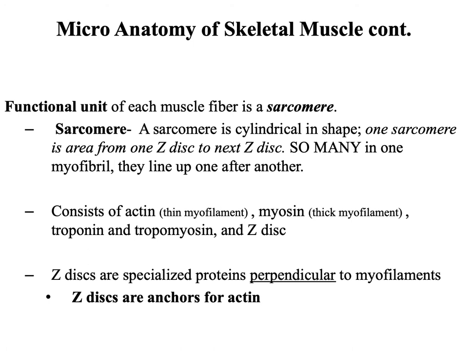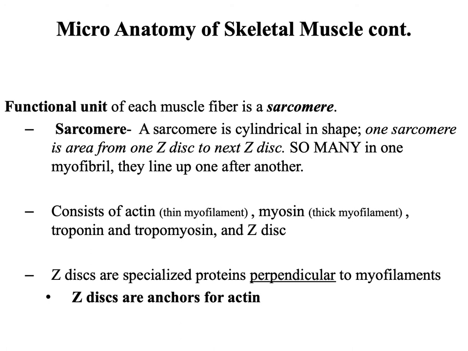All right. So, why do I have to show you all this? From each Z disc to each Z disc, that is the guy that's going to make us contract. It's called a sarcomere. That area from Z-disc to Z-disc is called a sarcomere. And you have thousands of sarcomeres per myofibril, depending on the length of the muscle.